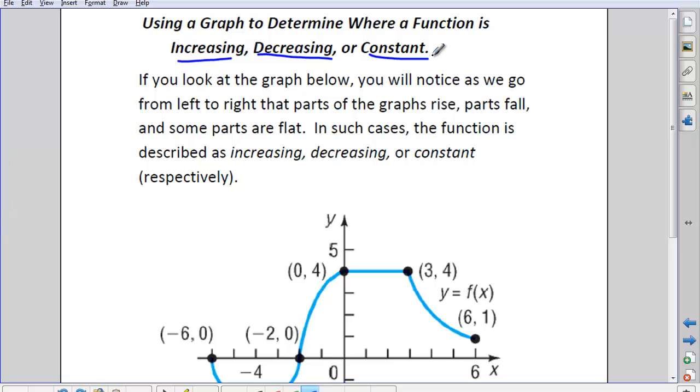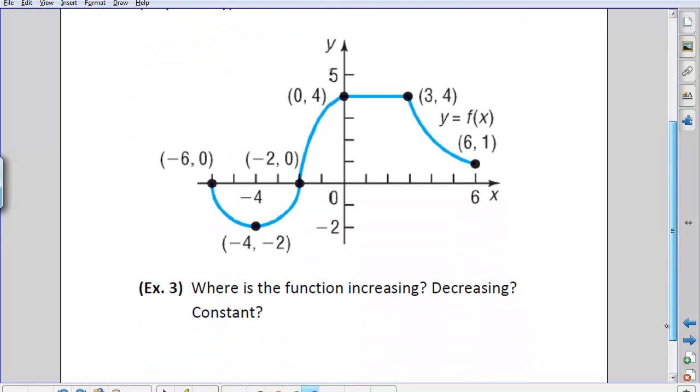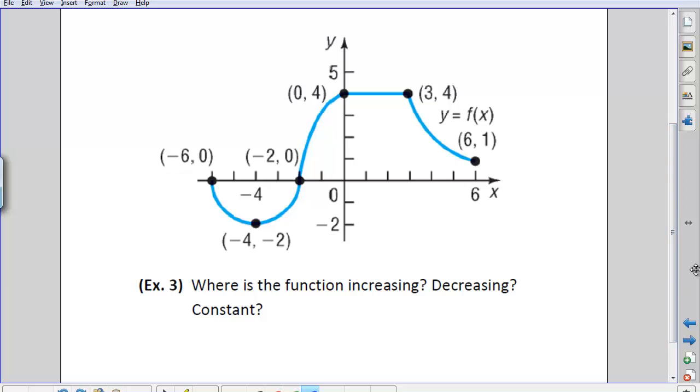When we talk about increasing, decreasing, or constant, it's pretty much what you'd expect. And as we talk about these, we're talking from left to right. So we're always looking from left to right, go in this direction. If we say increasing, decreasing, or constant, think like a roller coaster. If you're going this direction on a roller coaster, and here's the track you're on.